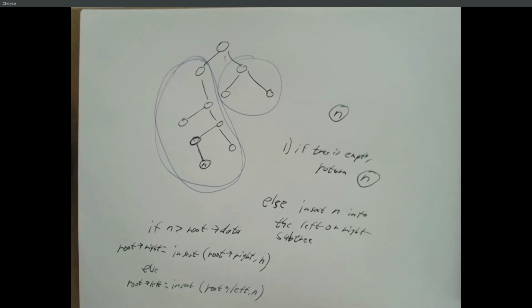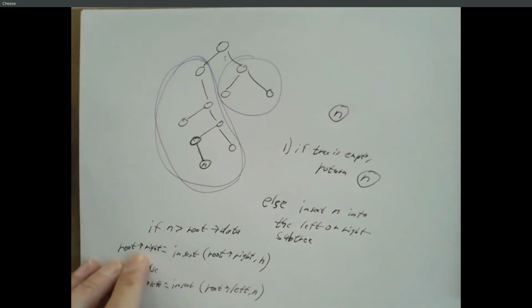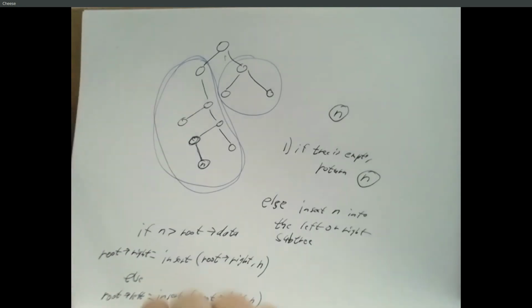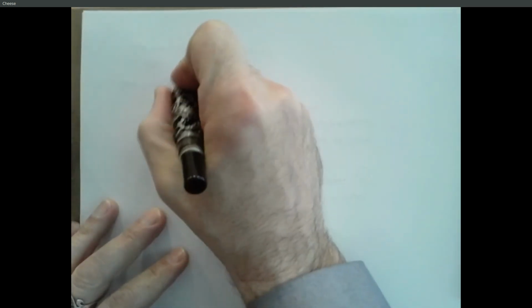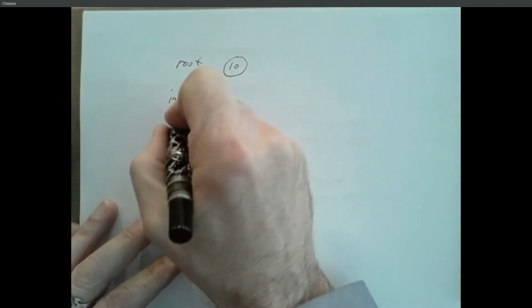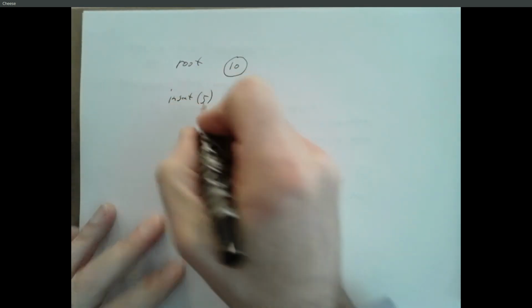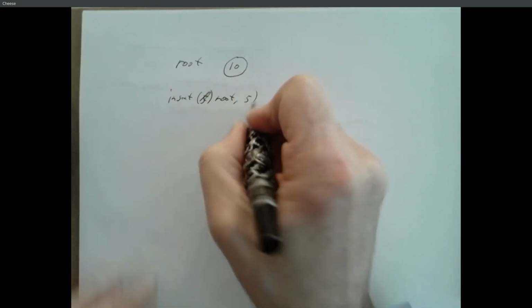And this business of root right equals, root left equals, that only comes up one time. It's kind of an edge case. Suppose this is our tree, so this is root. And we say insert a 5. Well, okay, let's do it officially. Insert root comma 5.